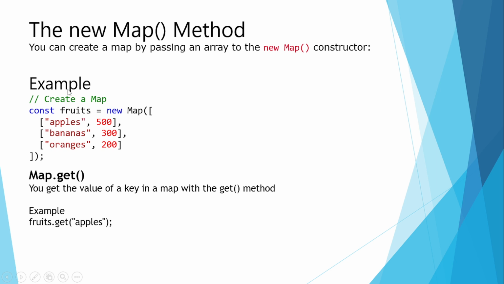For example, create a map. For creating a map we can use the new Map constructor, and to this constructor we can pass an array to create a map. Map.get: you get the value of a key in a map with the get method. For example, if we want to get a value of this map, we can pass the key in that get method, and you can get the value of that key. Like here we are passing apples in the get method, then we get 500 as a result.